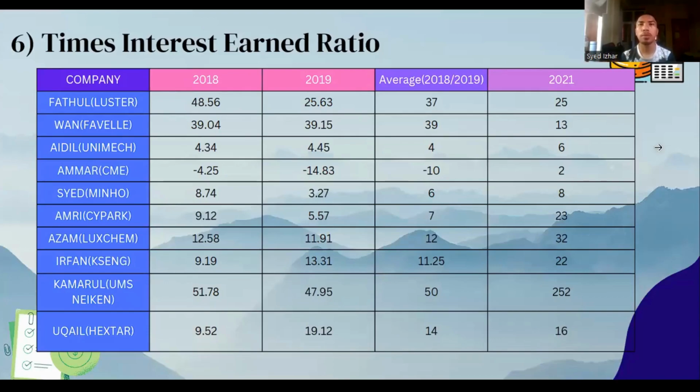Okay, our group has been tasked to do a comparison among the 10 companies that we chose before. So my part is to do a comparison of the times interest ratio for each company and decide which company has the best ratio among the other companies. Okay, so we go to the next slide.